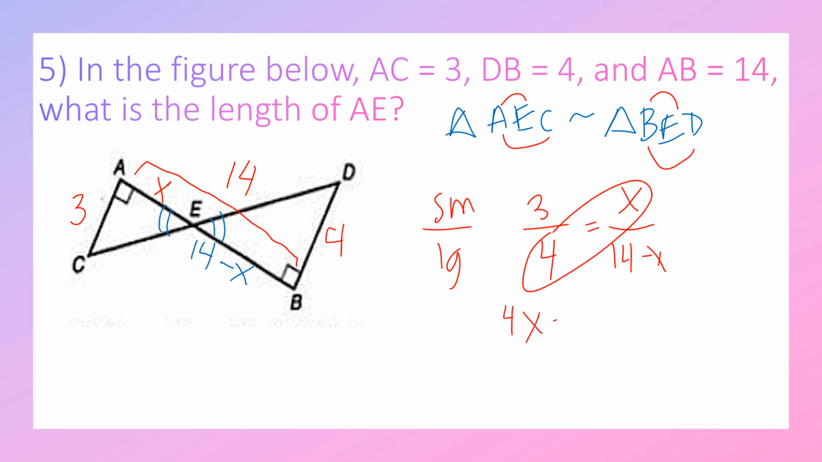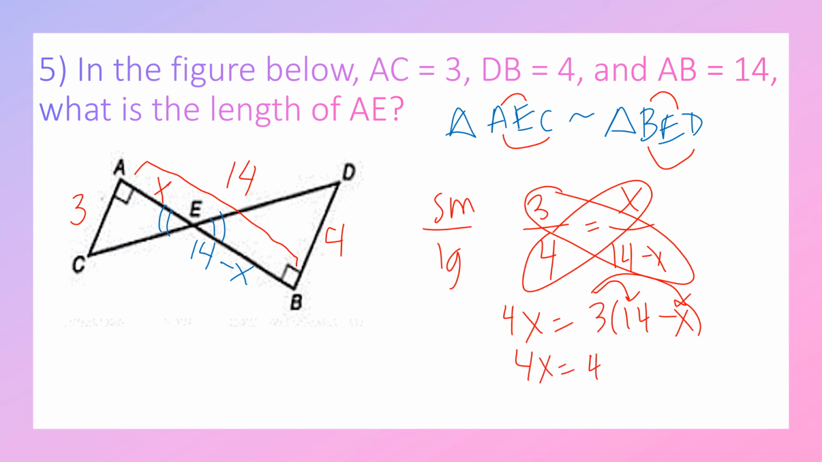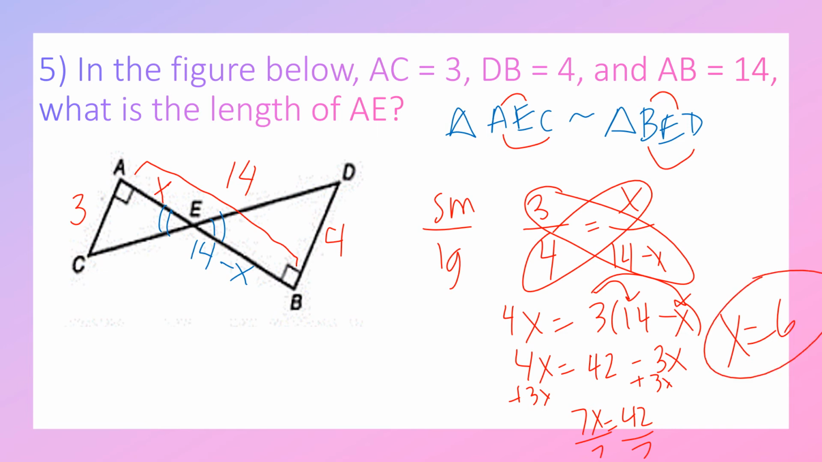So I have 4x equals 3 times 14 minus x. You're going to distribute in that 3. 3 times 14 is 42. 3 times x times the negative x is negative 3x. I add 3x to both sides. I get 7x equals 42. And then divide both sides by 7. So x equals 6, or AE equals 6.